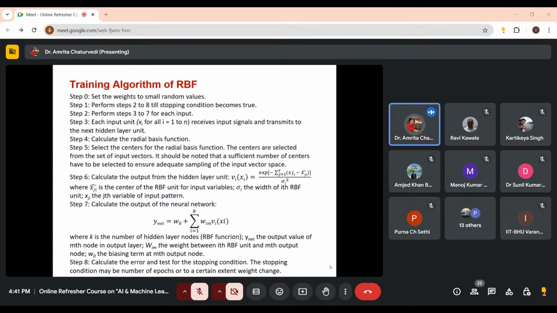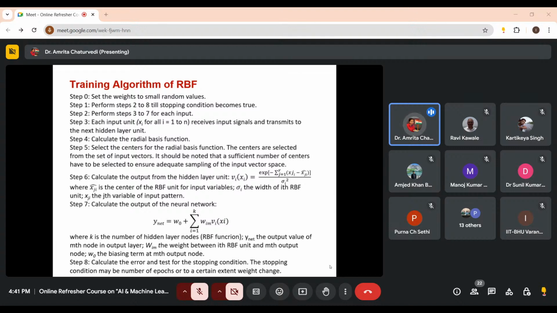So vi(xi) is equal to e to the power minus summation j equal to 1 to r of (xji minus x̂ji) squared, divided by sigma i squared, where x̂ji is the center of the RBF unit for input vectors, and sigma i is the width of the ith RBF. So xji is the jth variable of the input pattern.